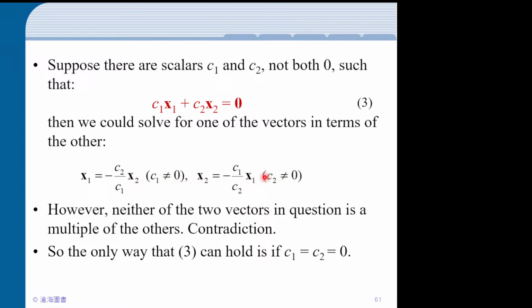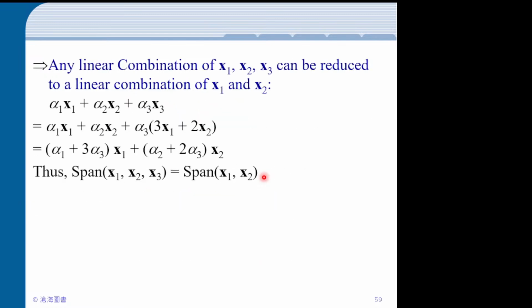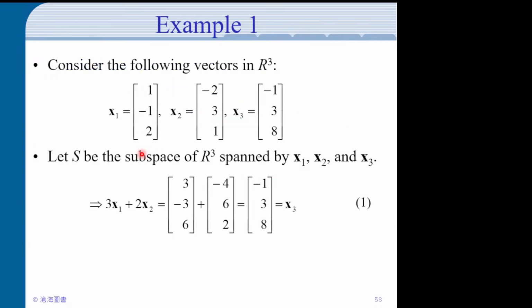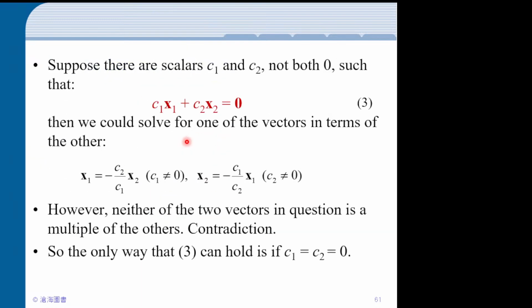Okay. But now we check x1, x2, the ones we had before. They are not multiples of each other. It's easy to see. So we cannot have this. And so we see that this equation holds only when C1 and C2 equal 0.